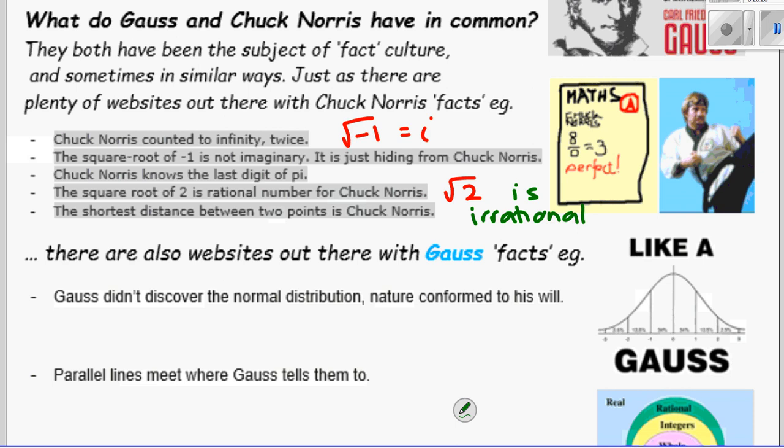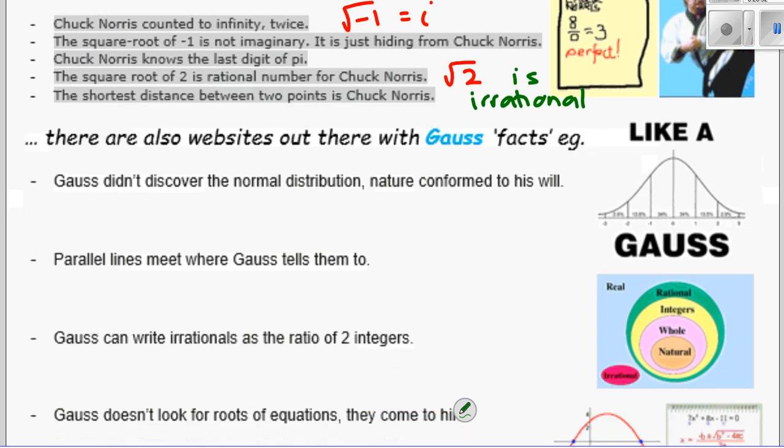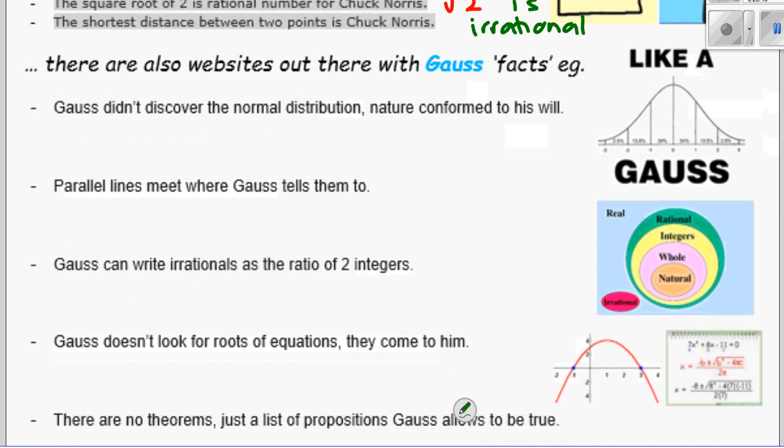So there are similar ones to do with Gauss, and I've tried to put an image related to it. And oddly enough, a lot of the jokes have to do with the SL course, and maybe a little bit of what you've learned in CIE as well. So you learn a thing in this course called the normal distribution.